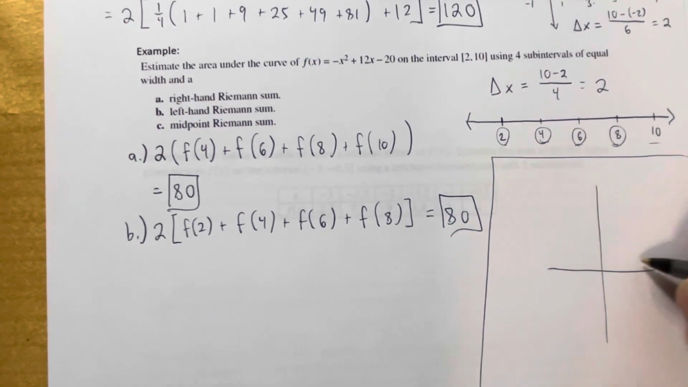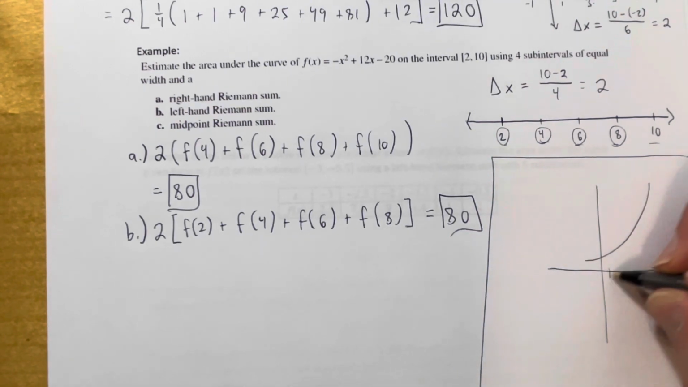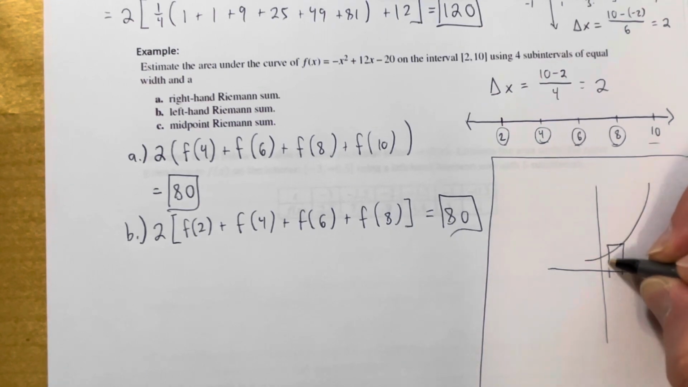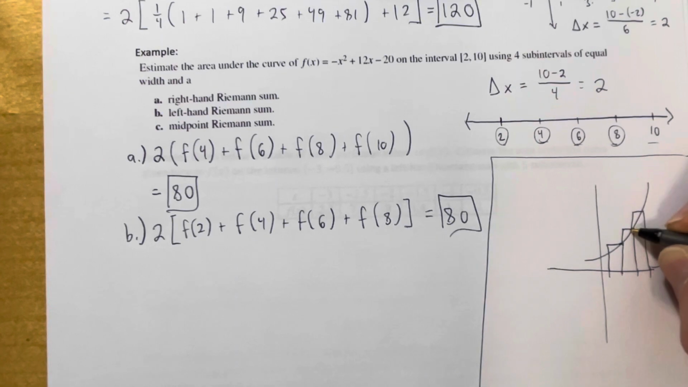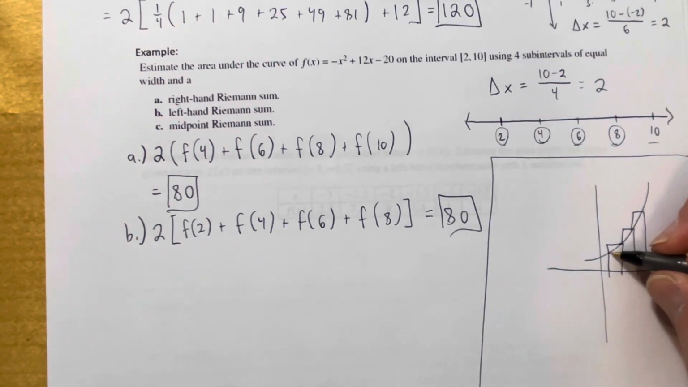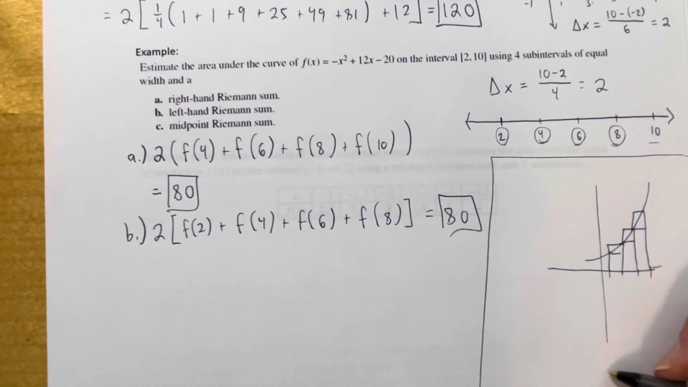If I have a function that looks like this, an increasing function, and I'm using right endpoints, then I will always have overestimates. And we've also seen that left endpoints give us underestimates, right? What if the function is decreasing, though?